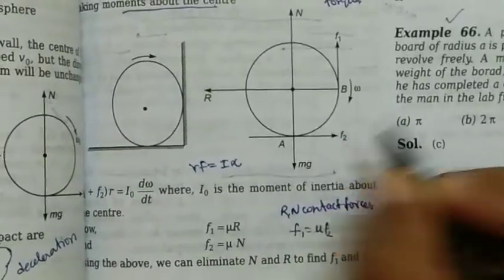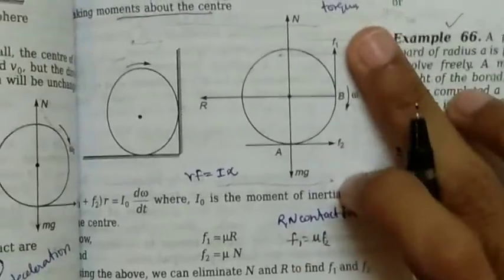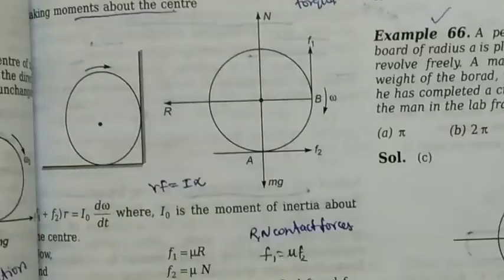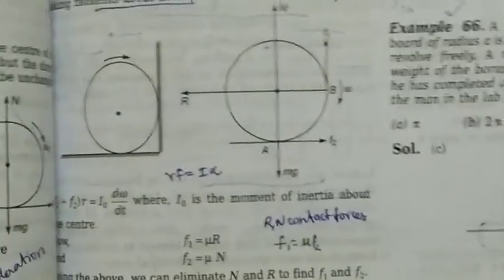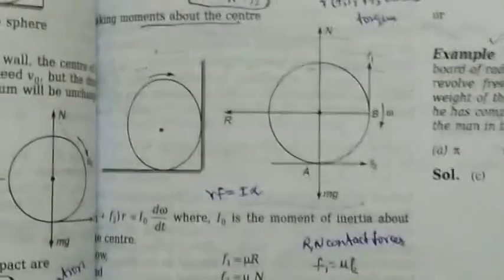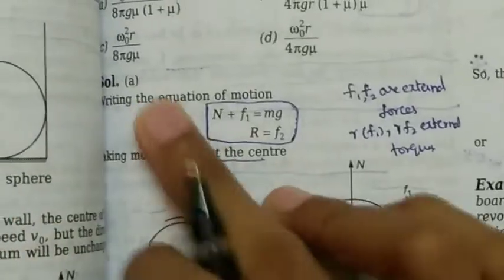So this is F1 and this is F2. These are all the frictional forces. Frictional force always acts in the opposite direction to the direction of motion of the body. So this is the overall free body diagram of the cylinder. Now, after seeing all the forces acting on it, we can derive the required thing by writing the equation of motion.